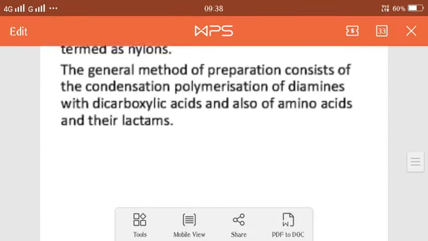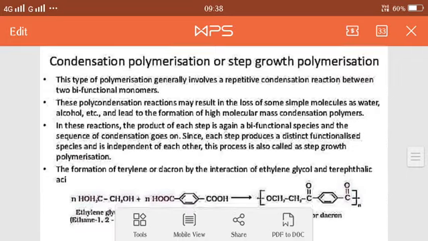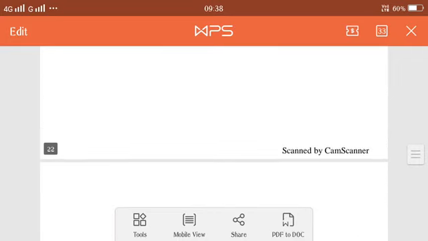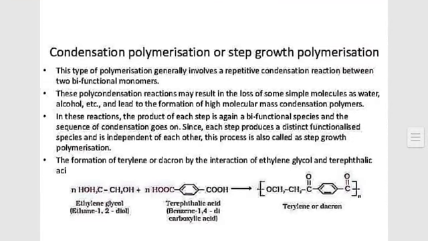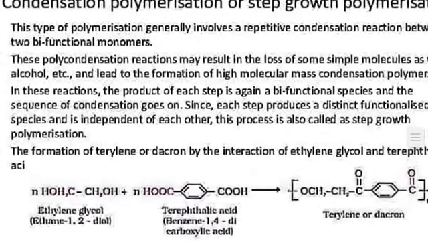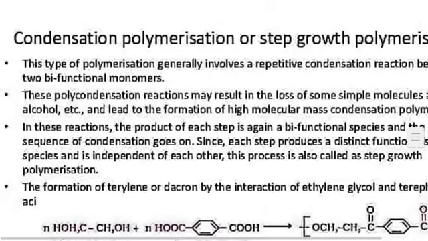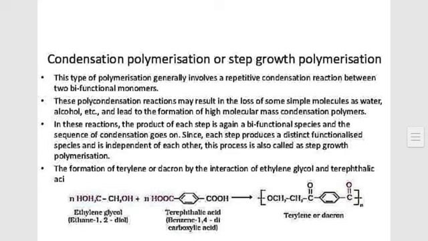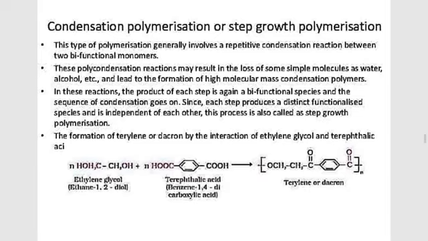Now we can discuss the next kind of polymer, that is condensation polymer. Condensation, also called step growth polymer. This type of polymerization involves repetitive condensation reaction between two bifunctional monomers. So the monomer should have bifunctional group, that is two functional groups on the other sides of it. These polycondensation reactions may result in loss of some simple molecules such as water, ammonia, alcohol, etc.